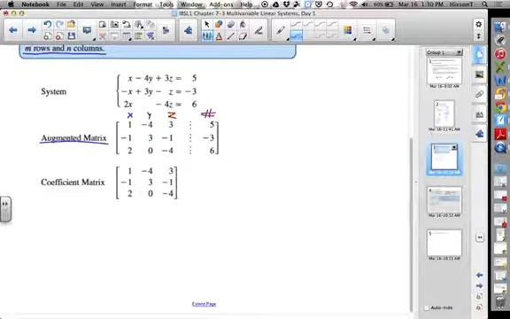Why do you use the dots? Well, the dots help us remember where the equal sign goes. Those are not required, but they can be helpful.